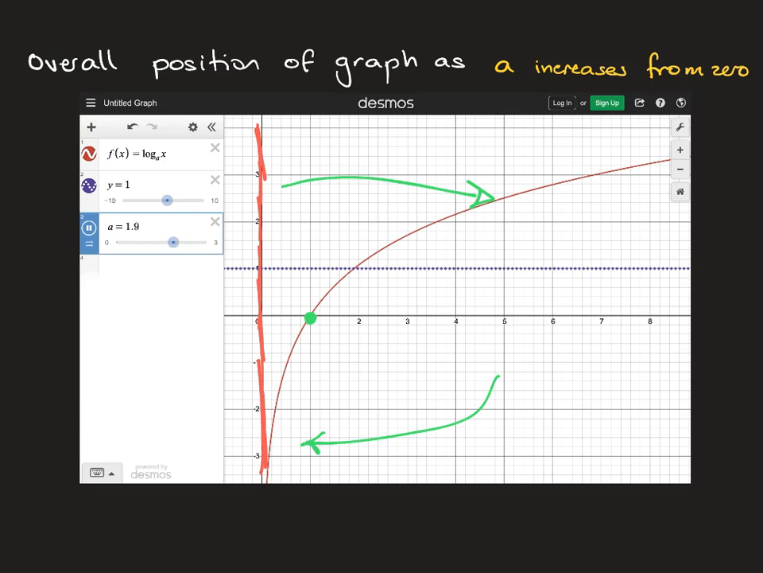So as a increases from 0, it starts off in this shape, and then it flexes around, pivots around that point there. So this goes that way, and that goes that way, until it stops at the barrier of the y-axis. Did I say x-axis before? I meant y-axis. So that's the pattern in the shape of the graph as the base changes.